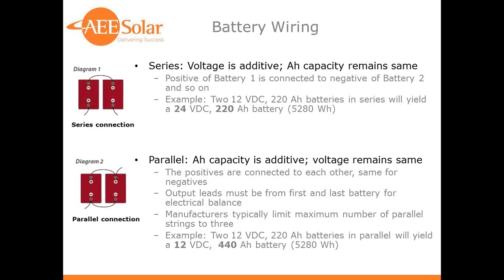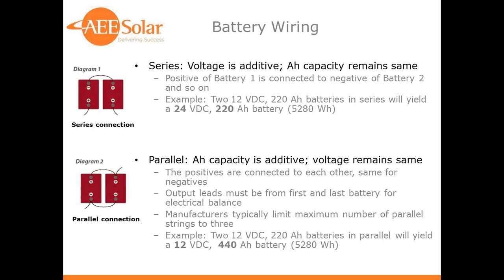And in a parallel arrangement, the positives are connected to each other and the negatives are connected to each other. So here in our example with two 12-volt batteries of 220 amp hours, in parallel, it'll yield a 12-volt DC battery at 440 amp hours. But as you notice here, it's still 5,280 watt hours, just like the 2 batteries in the series connection example. 2 batteries together is going to be a certain number of watt hours. It's just depending on how we hook it up, we get either a voltage gain or an amp hour capacity gain.